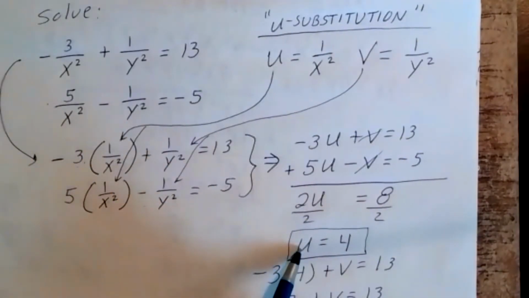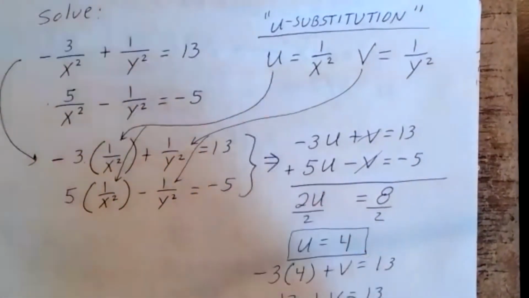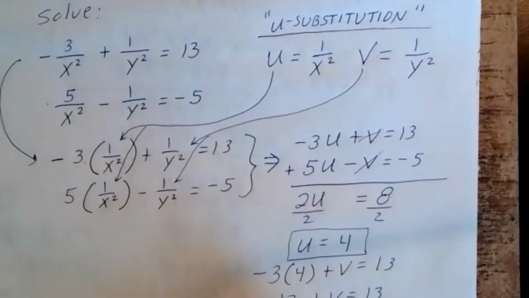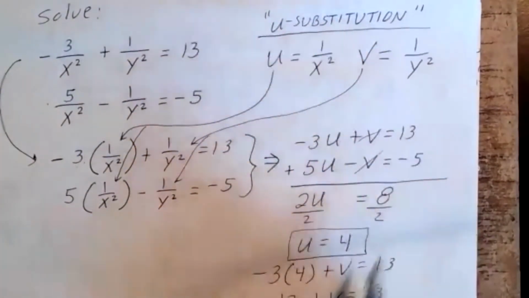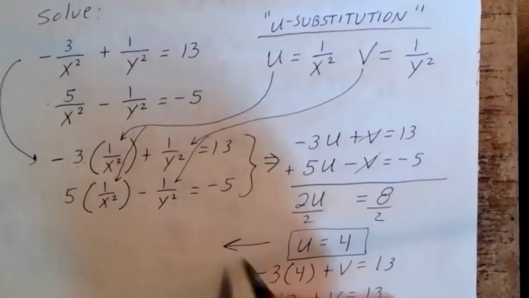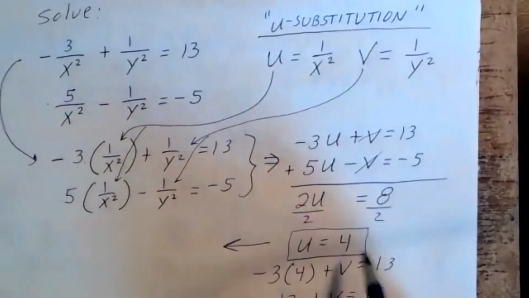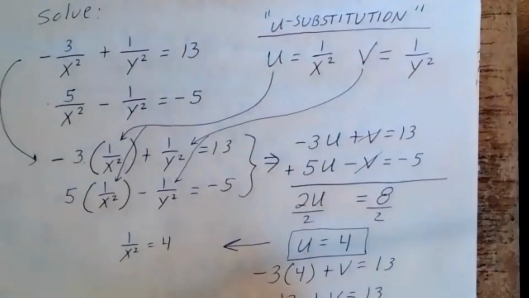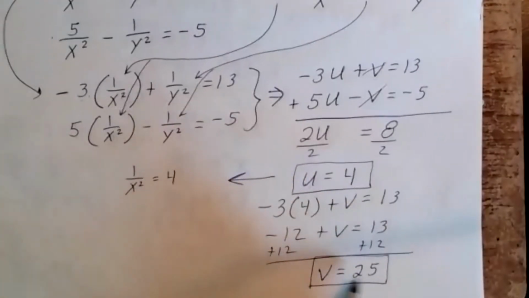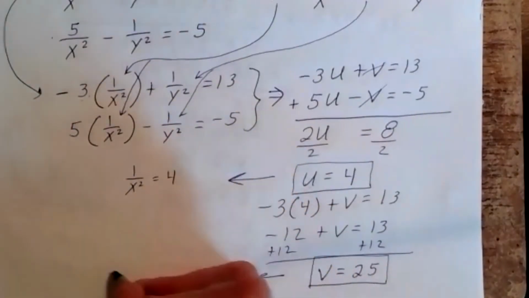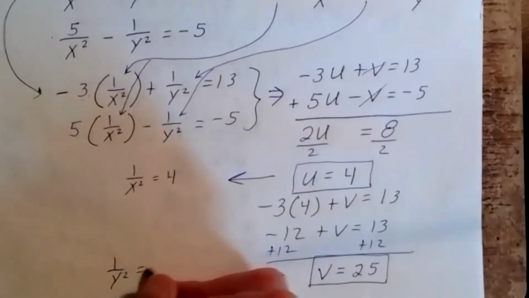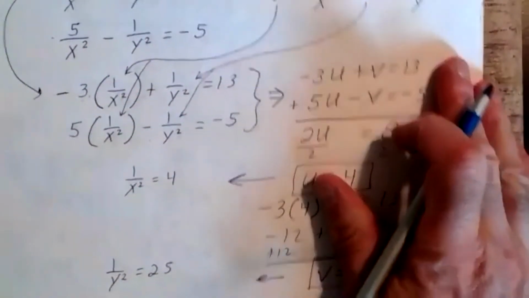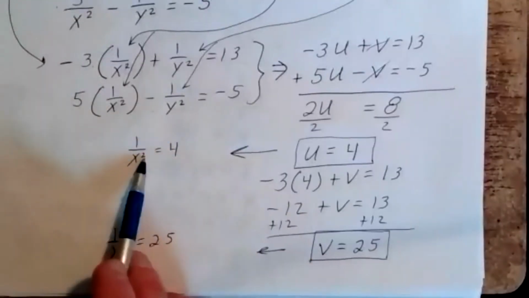In for u, we bring back 1 over x squared. In for v, we bring back 1 over y squared. So therefore, upon back substituting, since u is equal to 4, 1 over x squared is equal to 4. Instead of saying v is equal to 25, which it is, we now bring back what v was set equal to, namely 1 over y squared is equal to 25. And now you got to admit, we have much simpler equations to solve for x and y.